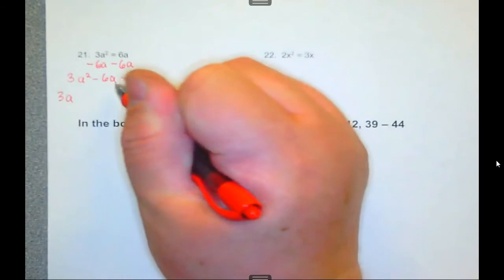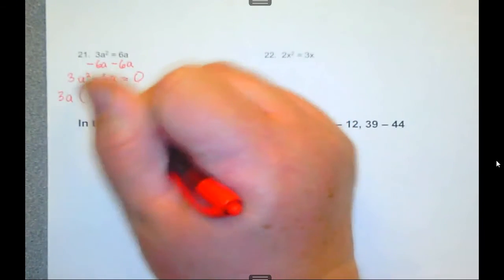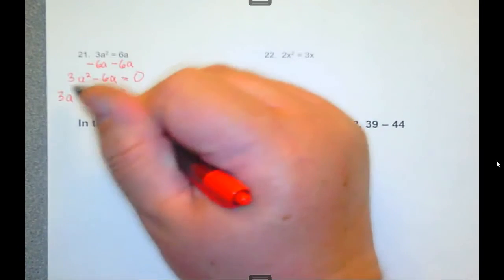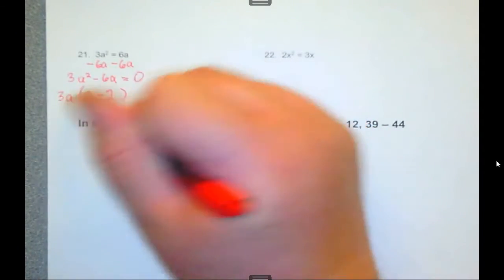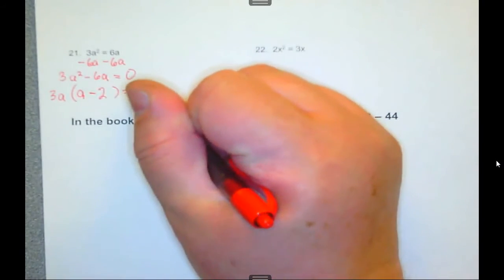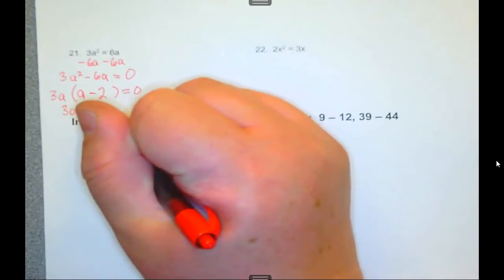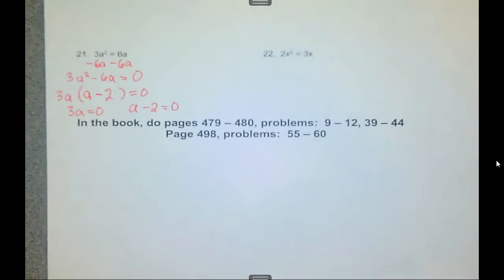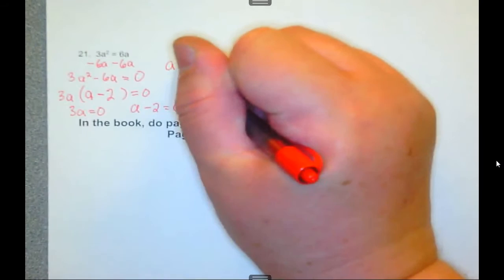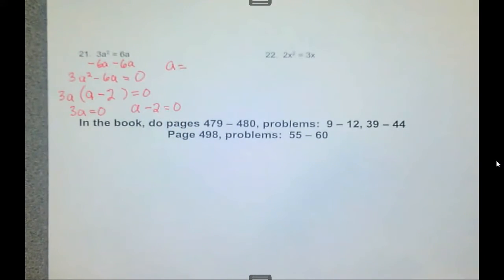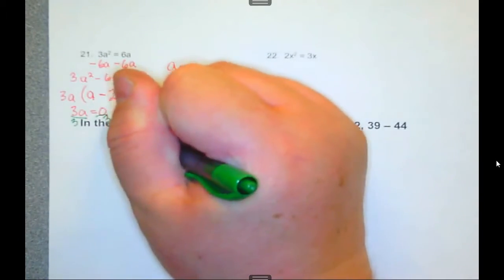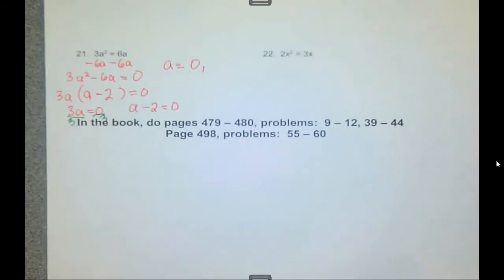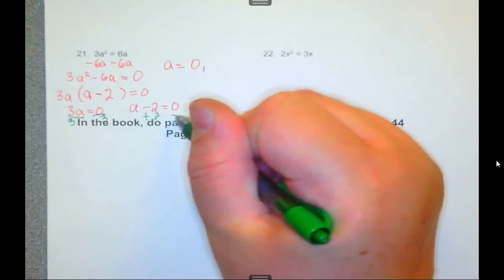3a. No, that one's only got 1. So 3a squared divided by 3a, a to the first, 6 divided by 3, 2, and I'm taking out the a. Now set each one of these equal to 0. 3a equals 0. Good. So what does a equal here? Yeah, divide by 3. What's 0 divided by 3? 0. Good. How about this side? Like 2. Yep, add 2. So a equals 2.